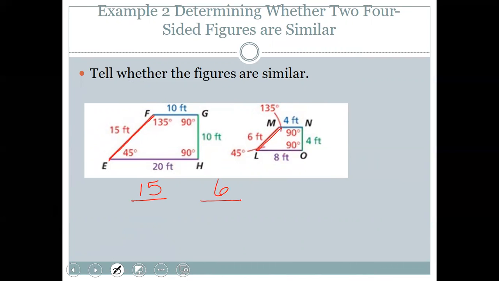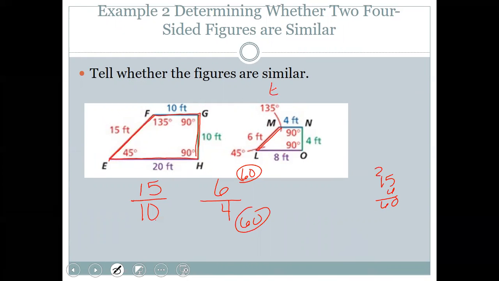Okay, and then maybe I'll go 10 right here. So what would be my 10 on the other one? 4, right? Now I can cross multiply. So 10 times 6 is 60. 15 times 4 is 60. So did they work out right? Does everybody agree?